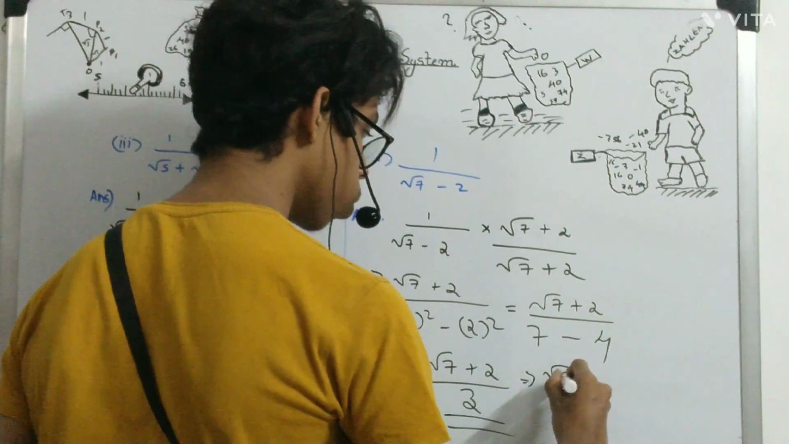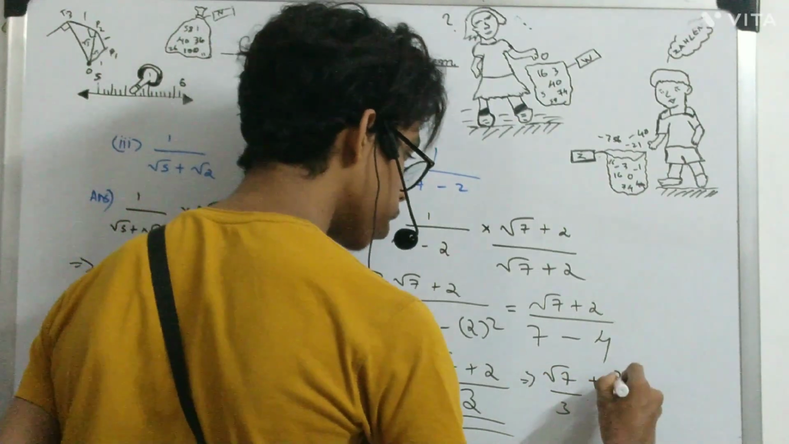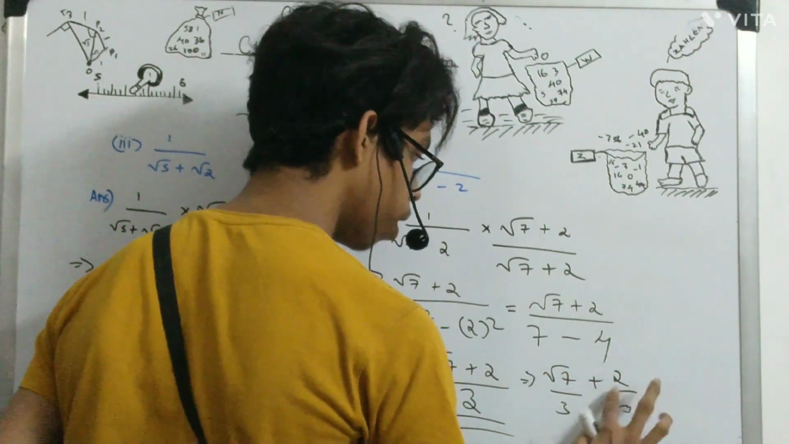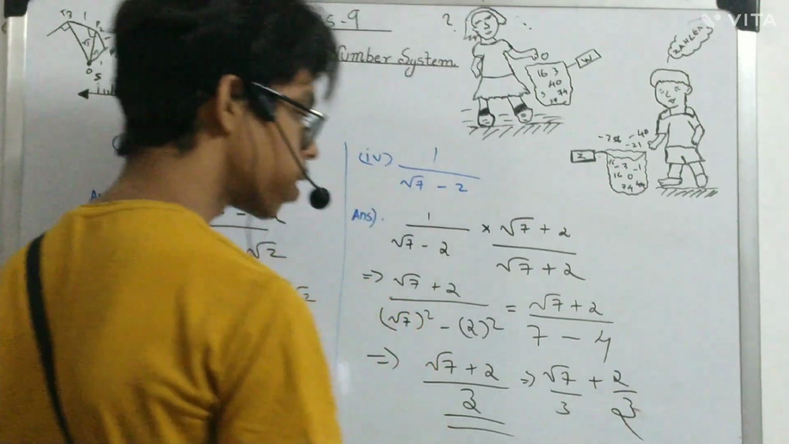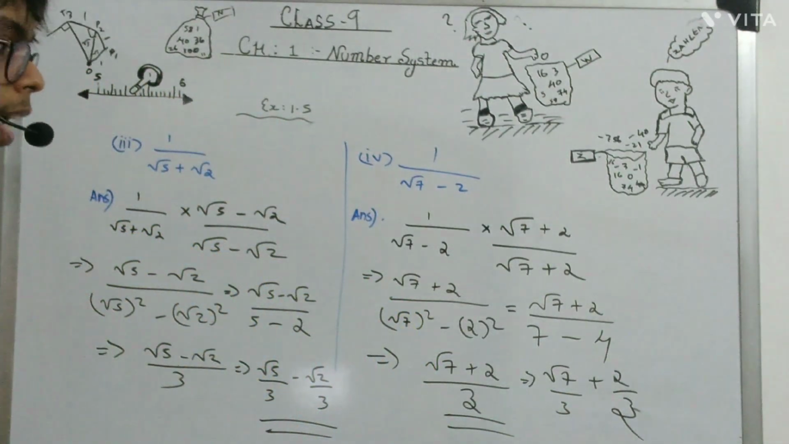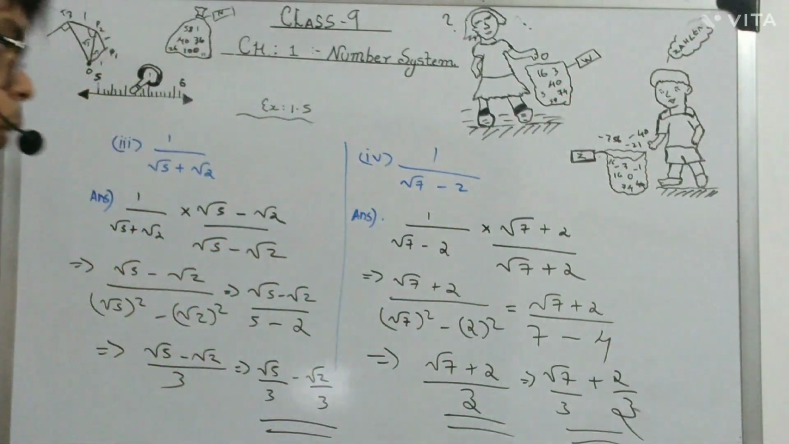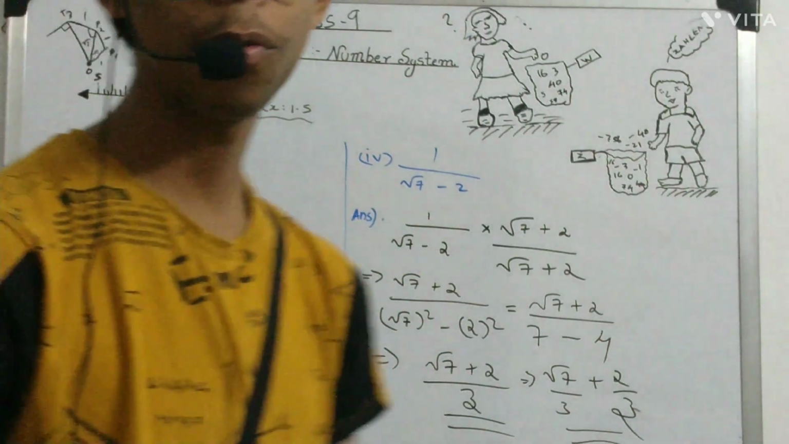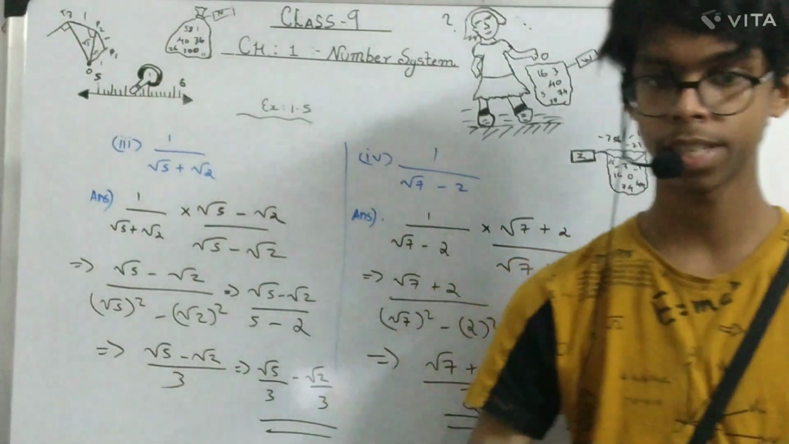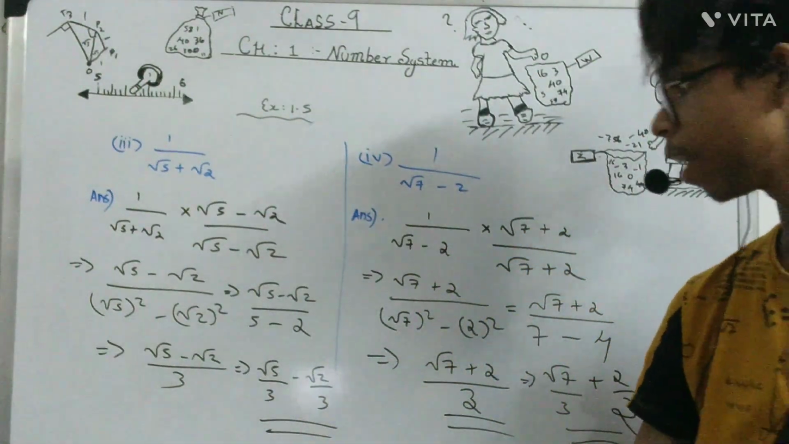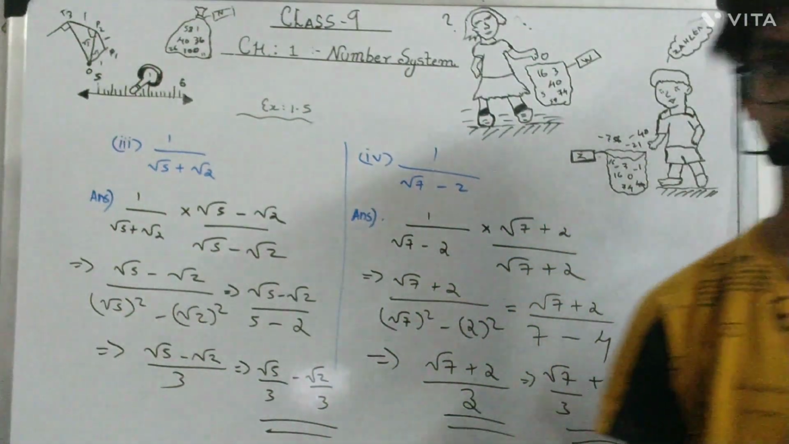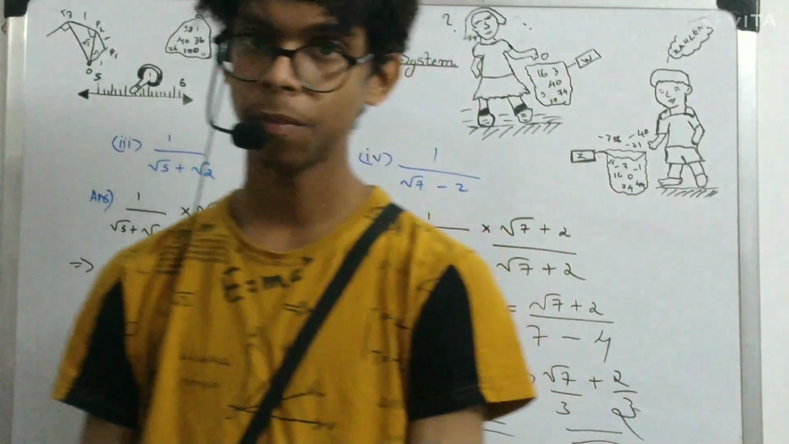Here also, if you want, you can split this and write it as root 7 by 3 plus 2 by 3. Okay, just splitting the denominator and writing. Either way it is correct. Okay, so I hope I am clear. Okay, so now we have completed all our questions in exercise 1.5. So I hope I am clear with it.